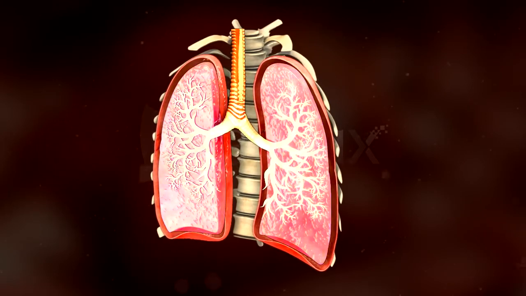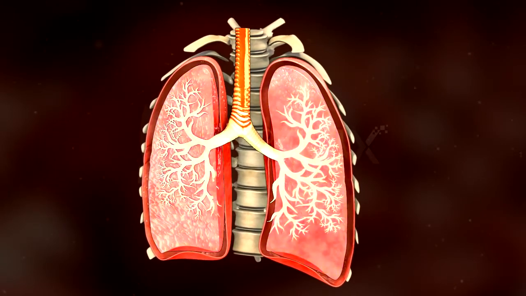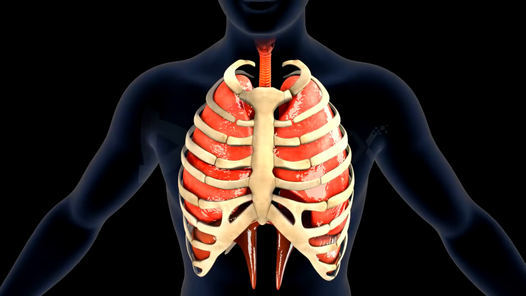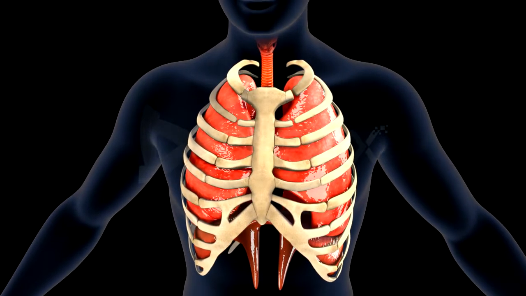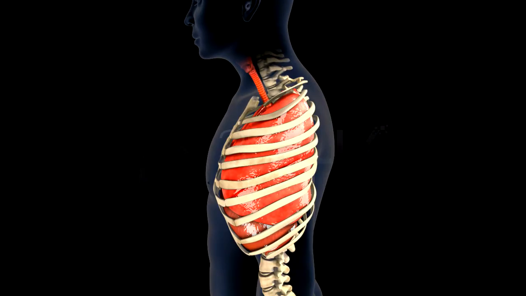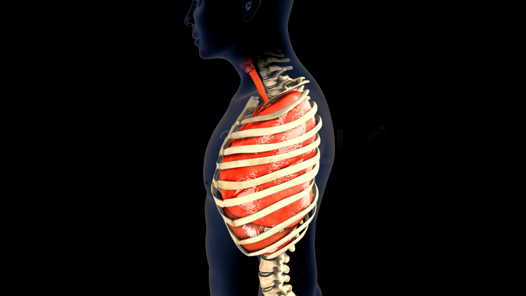The lungs are solid and spongy. They have no central cavity. Muscles are absent in the wall of the lungs. Hence they lack the power of self-contraction and self-expansion.